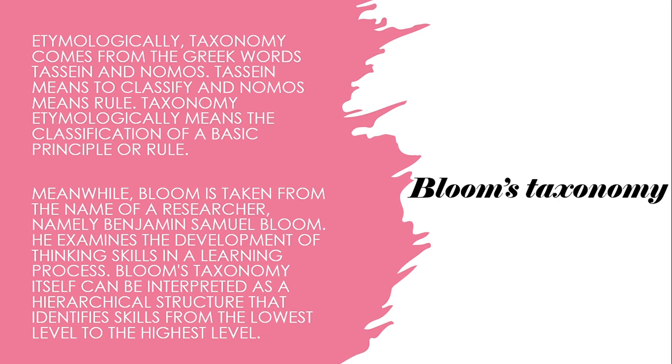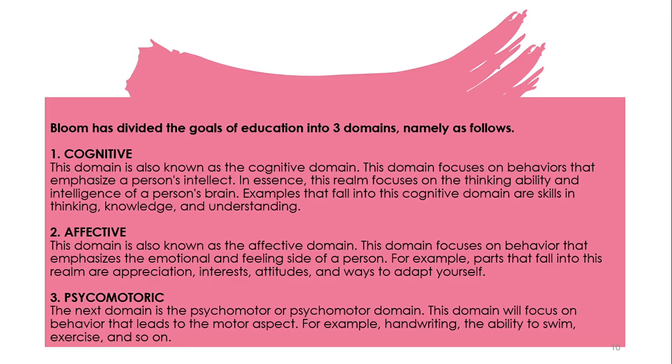Meanwhile, Bloom's is taken from the name of a researcher, namely Benjamin Samuel Bloom. He examined the development of thinking skills in the learning process. Bloom's taxonomy itself can be interpreted as a hierarchical structure that identifies skills from the lowest level to the highest level. So Bloom divided the goals of education into three domains, namely cognitive, affective, and psychomotor.